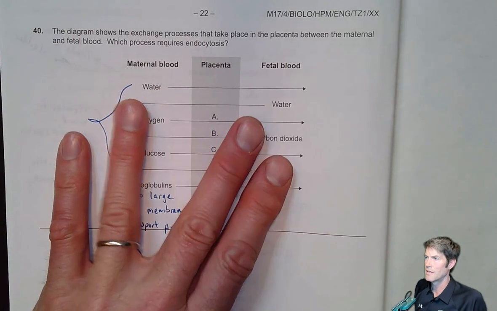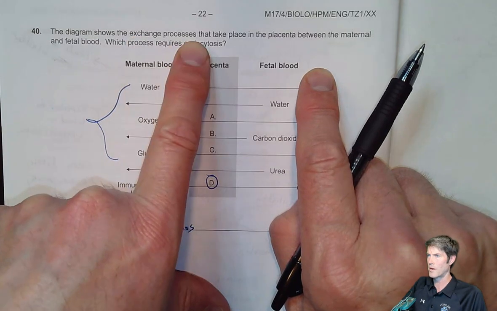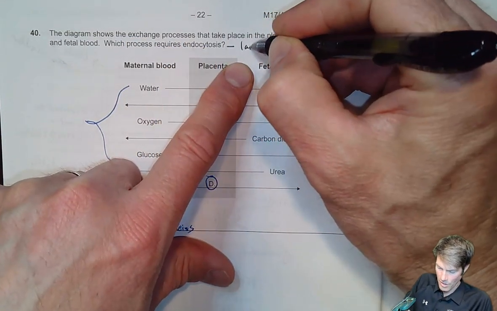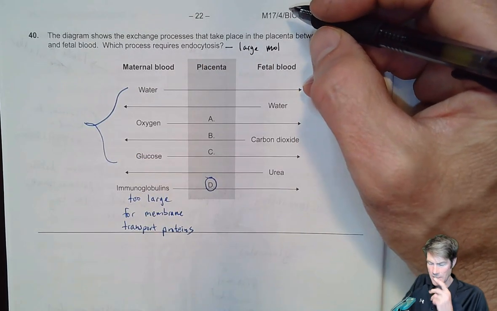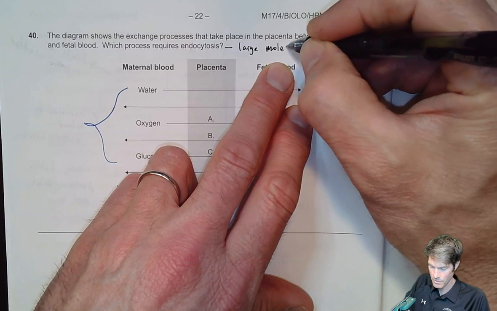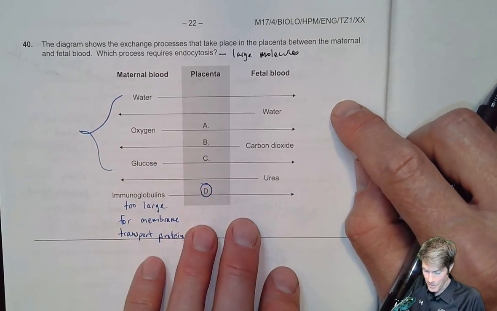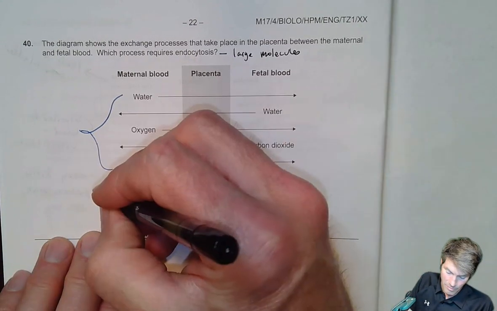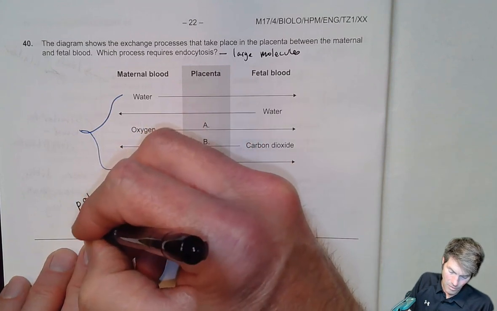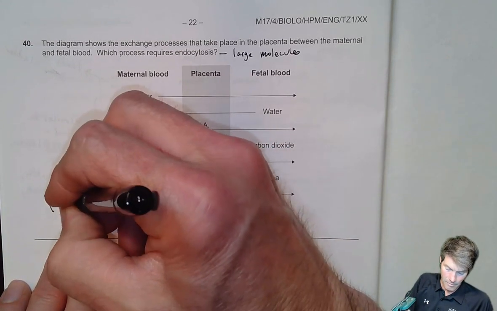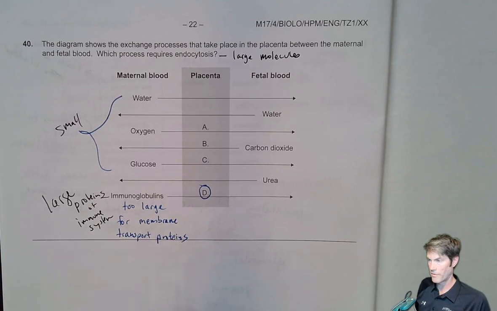So, here we have the placenta, maternal blood, and fetal blood, and the direction different substances are moving. And the question is, which one requires endocytosis? And you should remember, this is for large molecules. They're too big to fit through the protein channels that your membranes have. Okay, so if you look at these, water, it's small. Oxygen, even smaller. Glucose, pretty small. Urea, pretty small. Immunoglobulins, those are proteins of your immune system, and those are pretty big, at least compared to the others. So too large for the membrane transport protein.